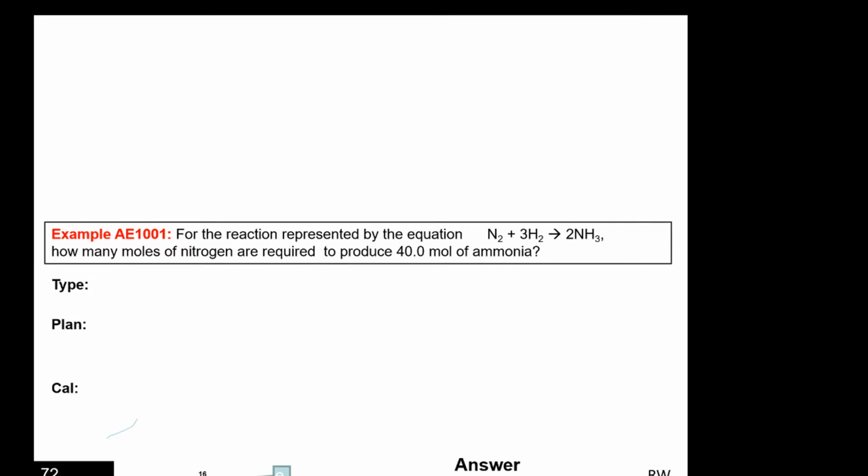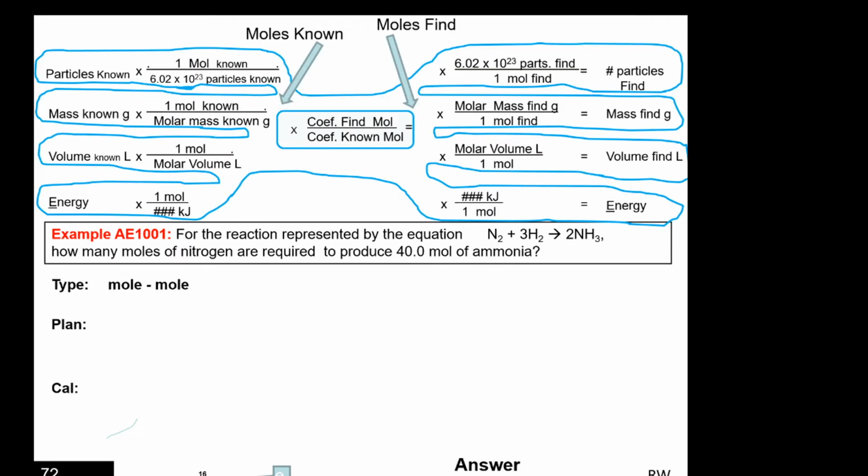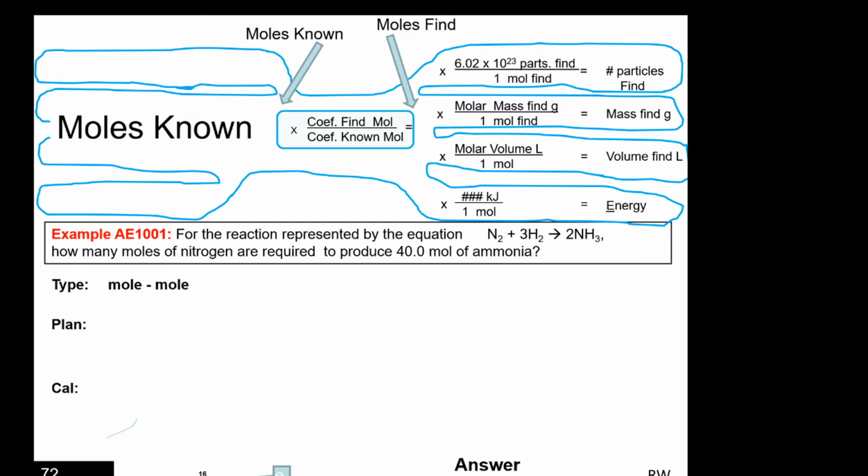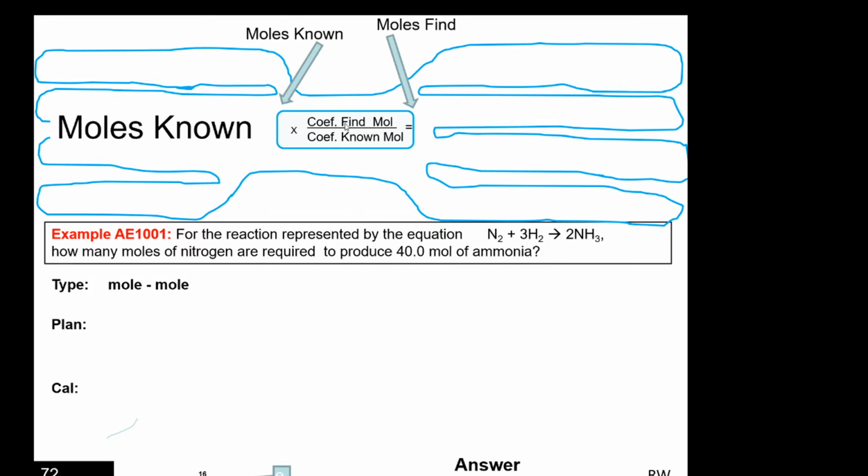So, you're trying to find moles of nitrogen, and the data that they're giving you is 40 moles of ammonia. So it's a mole-to-mole problem. So look at your stoichiometric Flintstone equations. You're starting out with moles, so you don't have to worry about those first sets of equations. And you're going to multiply by the molar ratio here. And that'll give you the moles that you want to find. So this is the simplest problem you could work with.